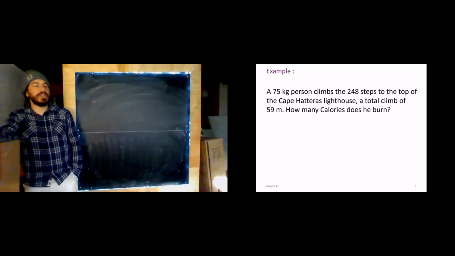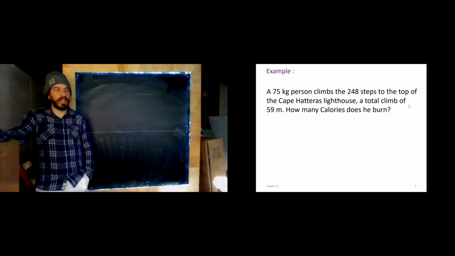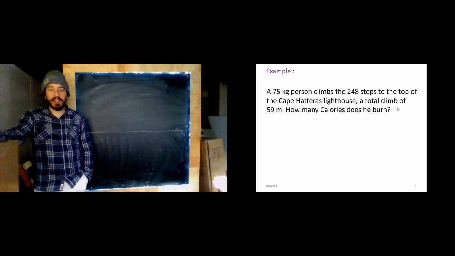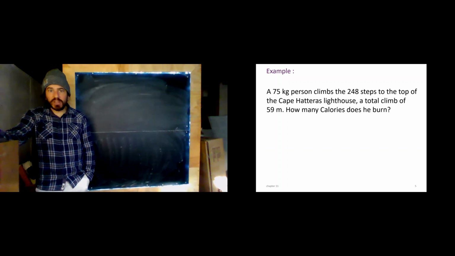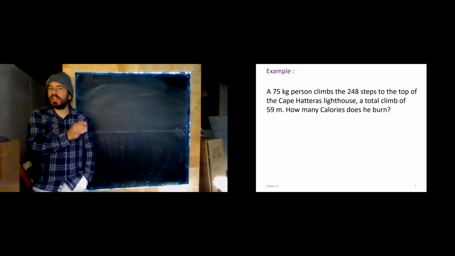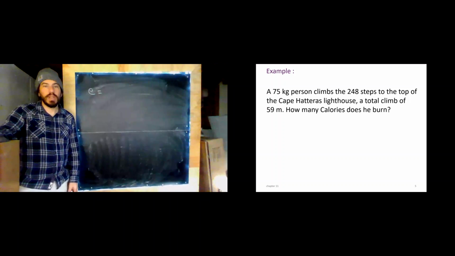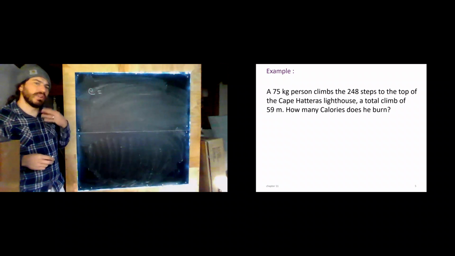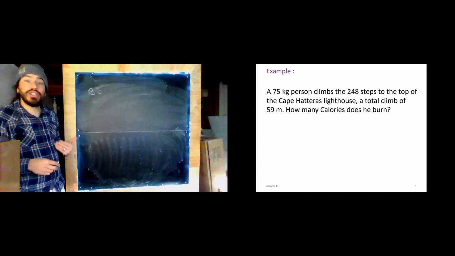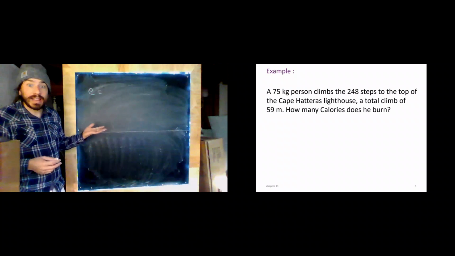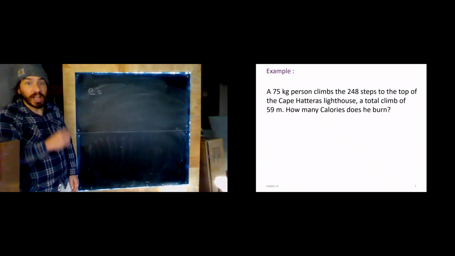Okay, a 75 kilogram person climbs the 248 steps to the top of the Cape Hatteras Lighthouse, a total climb of 59 meters. How many calories does this person burn? Okay, so again, it's not obvious that this is a question about efficiency, but it is. This is a question about the efficiency of the human body. Remember that efficiency, we can think about it in a number of different ways, right? It's the useful energy out divided by how much total energy you had to consume in order to make that happen.